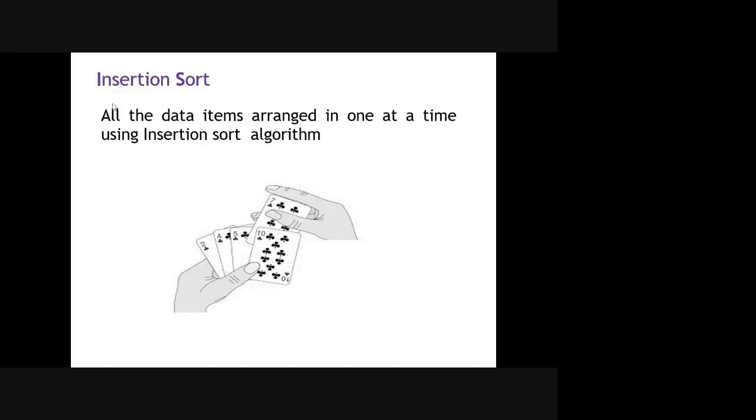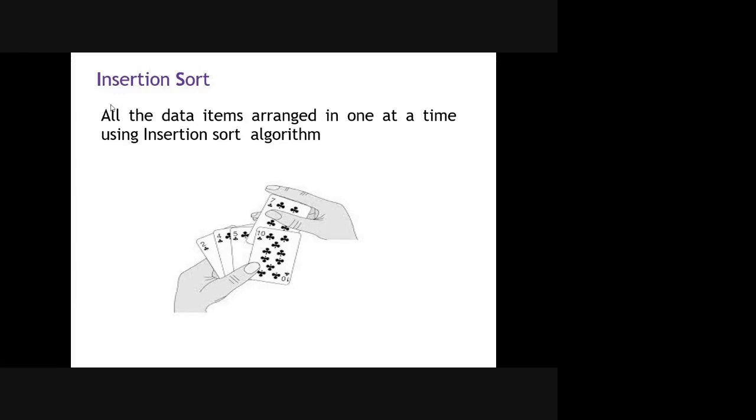Insertion sort arranges all the data items one at a time. One at a time means, see here, maybe if you have cards in your hand, you take out a card, maybe at the second position, and you insert another element in that second position. So you are taking an item and making it the key, that's the main part over here, and you are inserting another element in place of that particular element.